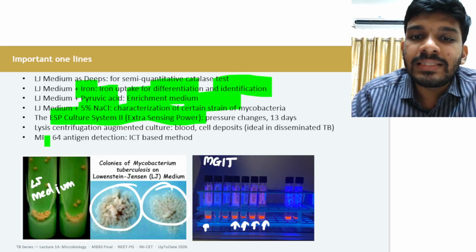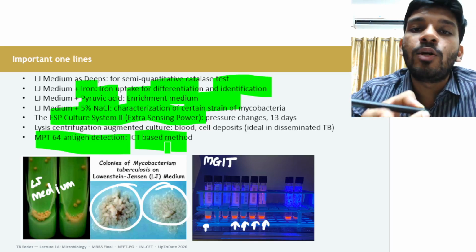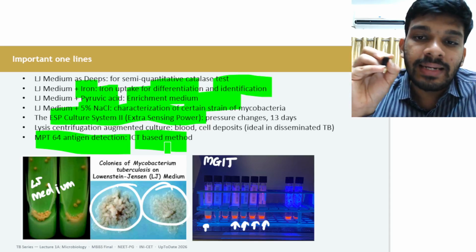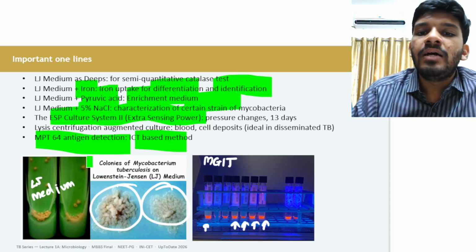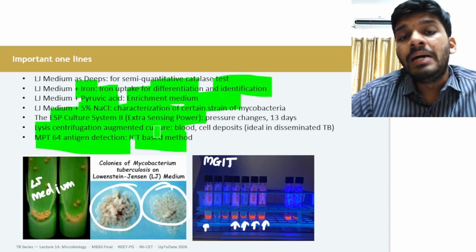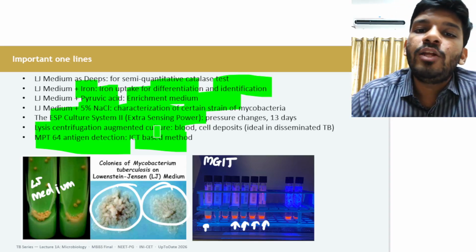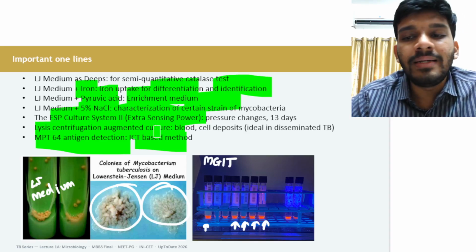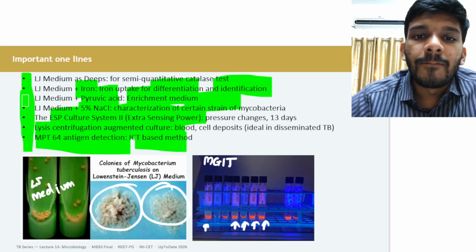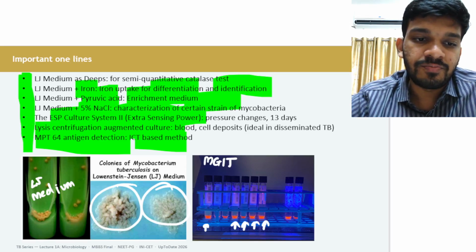Then you have MPT64 antigen detection, which is an immunochromatography based method. And remember, I told you non-tuberculous mycobacteria are MPT64 negative, right? Then you have lysis centrifugation based augmented culture, which can be used for blood. Blood culture will only be useful if you have disseminated tuberculosis, and in that you can use the lysis centrifugation augmented culture methods. All of these are one liner questions which can be asked, but you need not focus on it too much from a theory examination perspective, right?